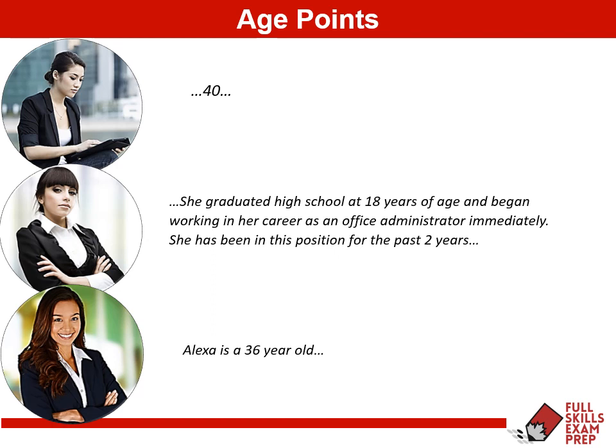Okay, so for the first one with Shing, it's pretty straightforward. They give us her age right away, 40. Alexa's the same thing. They tell us that she's 36. With Josie, though, we have to look a little bit deeper.